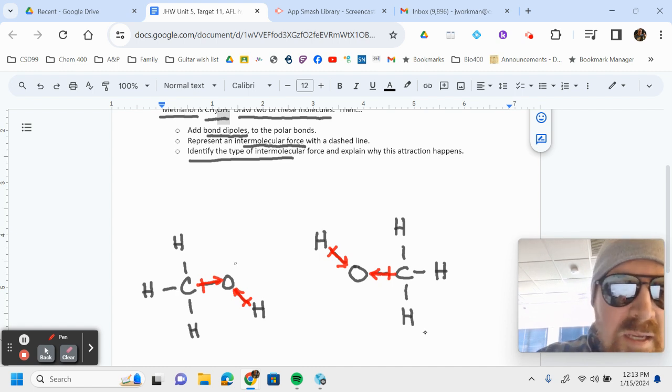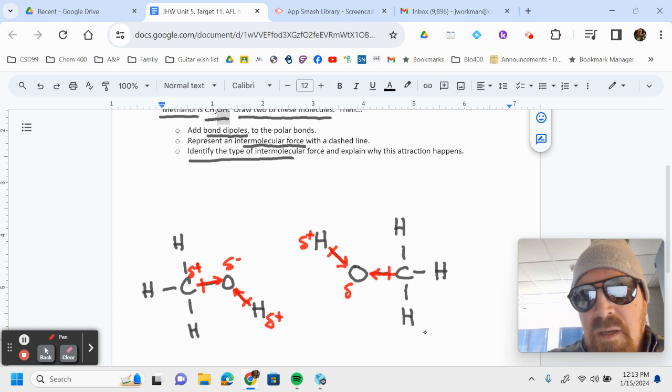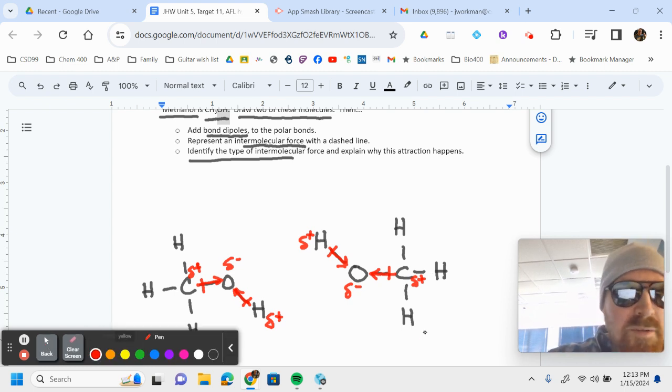I'm going to indicate a zone of partial charge here. So there's my little delta symbol with a minus sign, and I'm going to show a partial positive near that carbon, and I'm going to show a little delta with a positive near that hydrogen. And I'm going to do that over here on this molecule as well. So a partial positive area on that hydrogen, a partial negative on this oxygen, and then a little partial positive near that carbon.